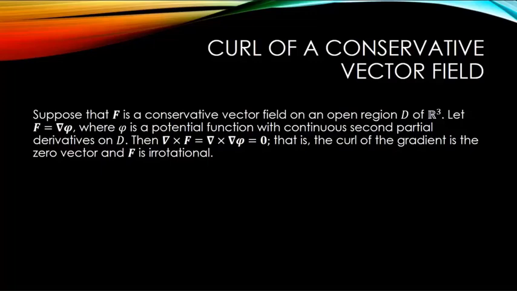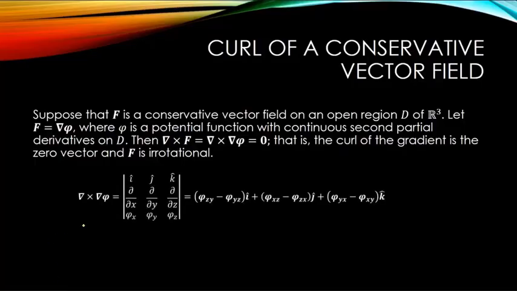Now, suppose that F is a conservative vector field on an open region D of R3 space. I know that F is equal to del phi, where phi is a potential function with continuous second partial derivatives on D. Then del cross F is equal to del cross del phi, which is equal to 0. This just tells me that the curl of the gradient is the 0 vector and F is irrotational when I have a conservative vector field.